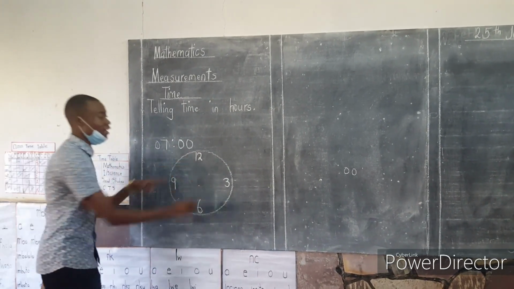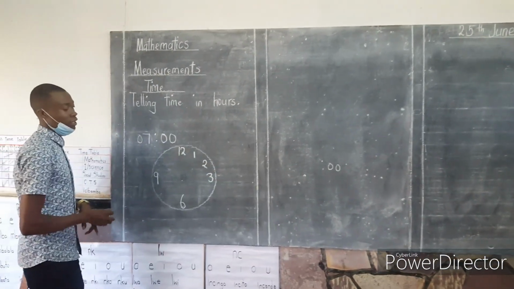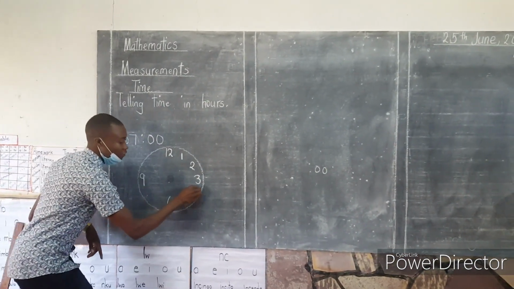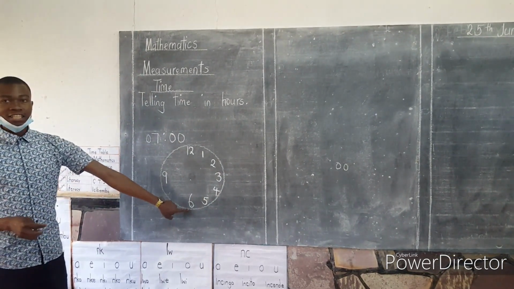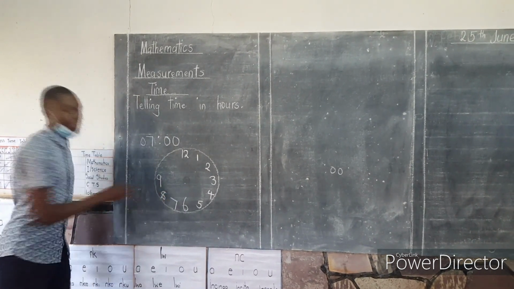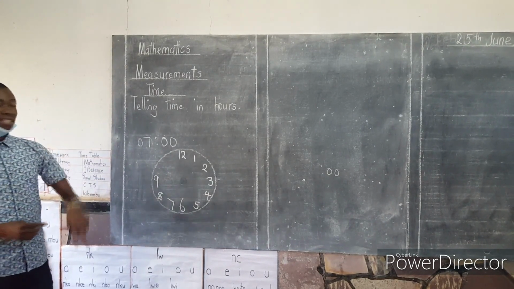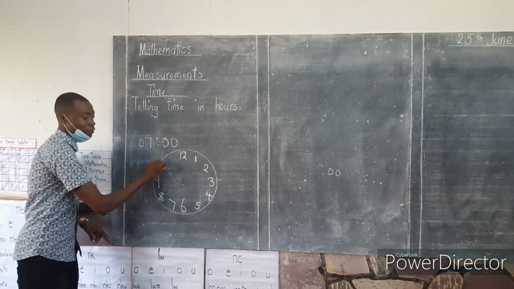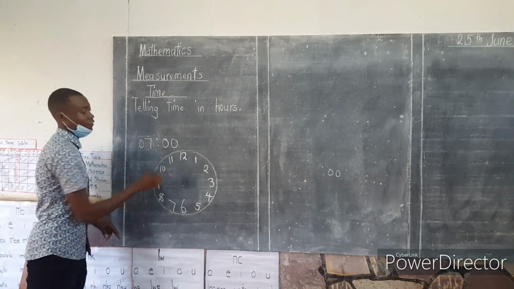So after 12 there, we have 1, then we have 2. After 3, there is 4, then we have 5. After 6, we have 7, then 8. Then after 9 there are only 2 numbers that are missing. So we have 10 as well as 11.